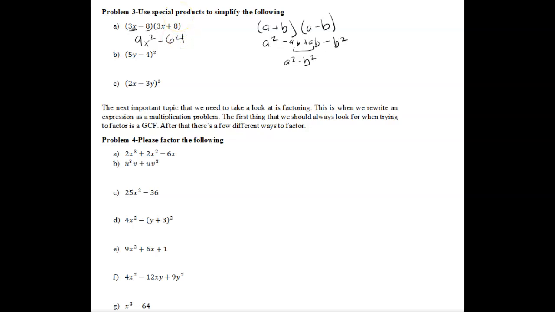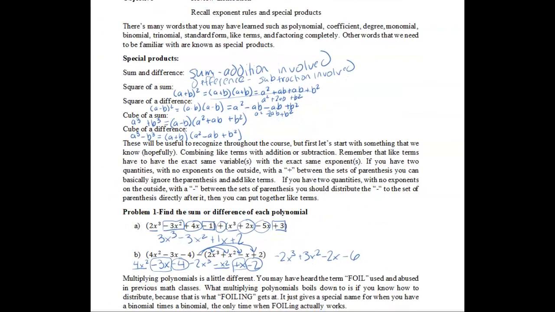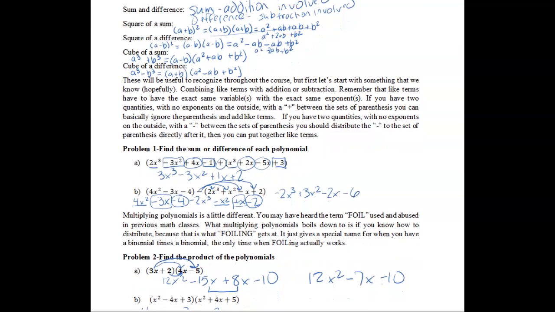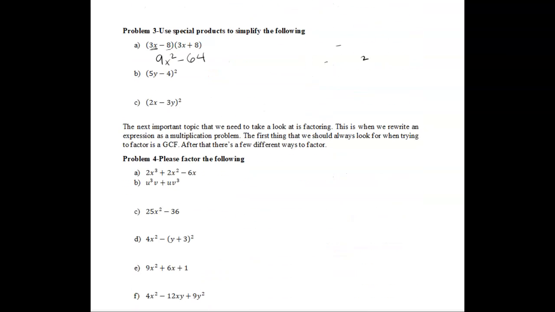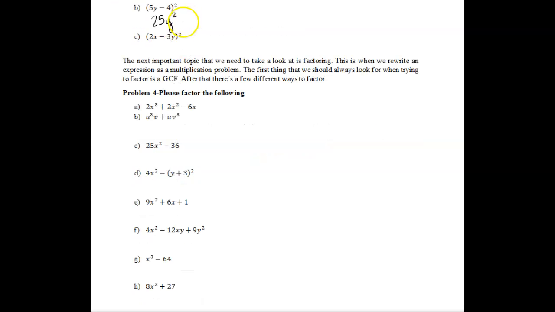Alright. On b, that one's what we talked about earlier, way up here. So that is that square of a difference. So I'm going to end up getting a squared minus 2ab plus b squared. So a squared would be 25y squared, minus 2 times a, which is 5y, times b, which is negative 4.